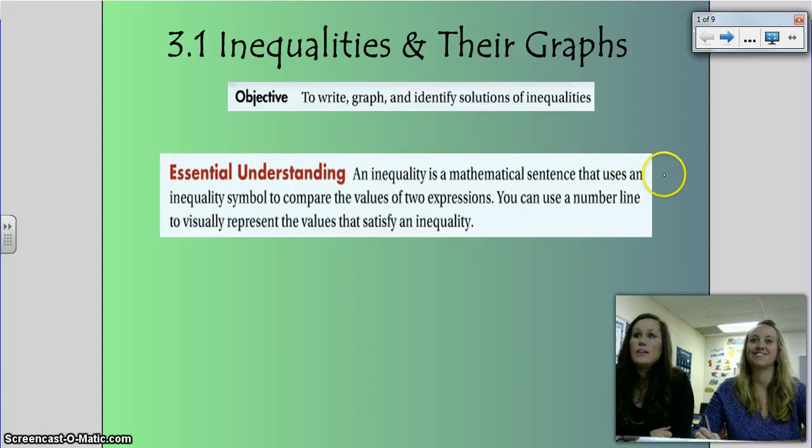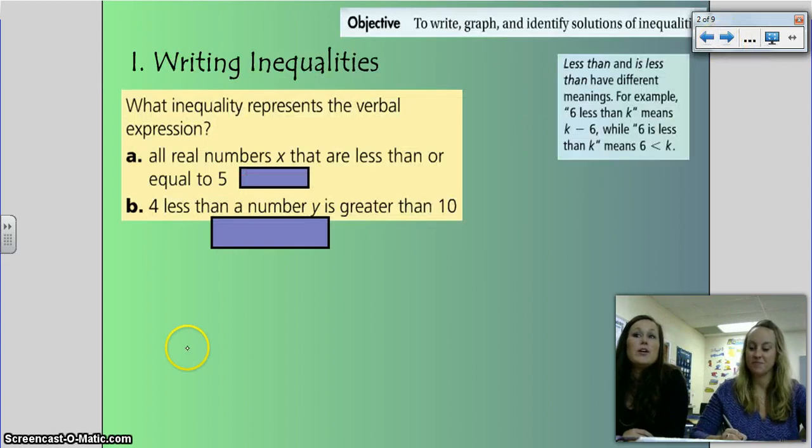Our objective today is to write, graph, and identify solutions of inequalities. So you will be able to do all three of those things by the time you finish this video. Okay, here we go. Number one, we're going to write inequalities. First part of our objective.